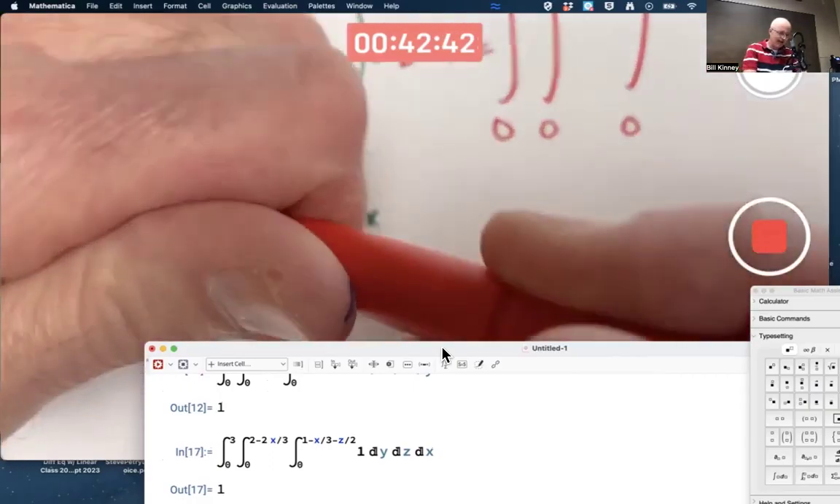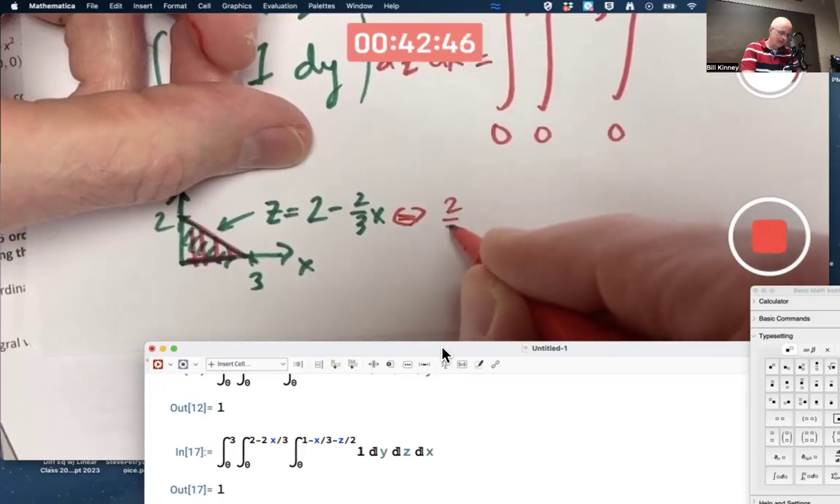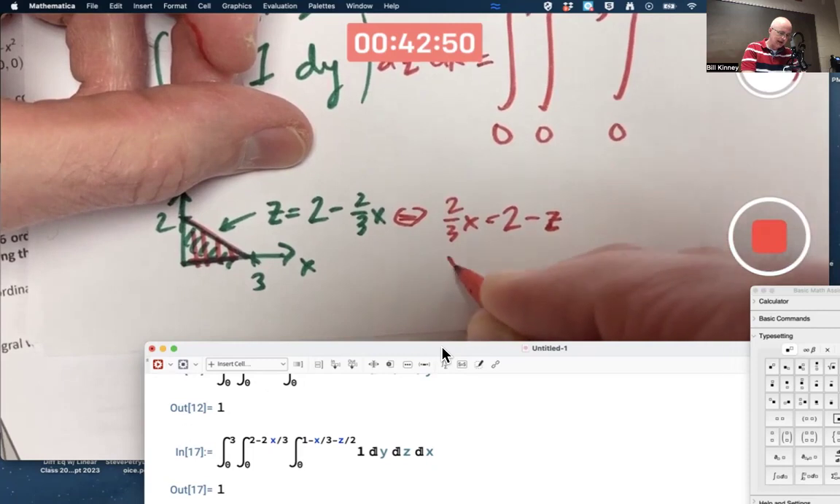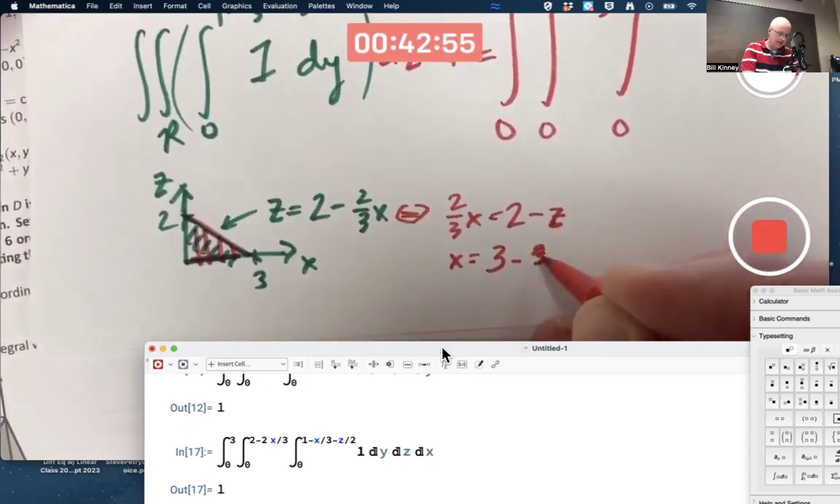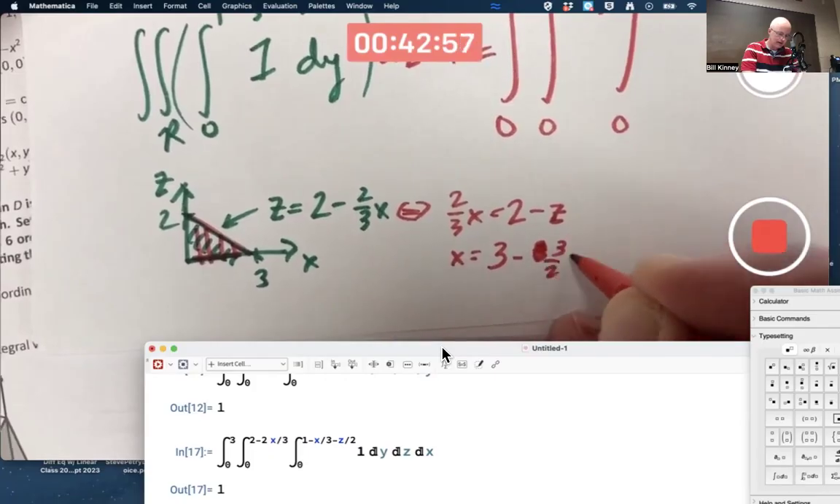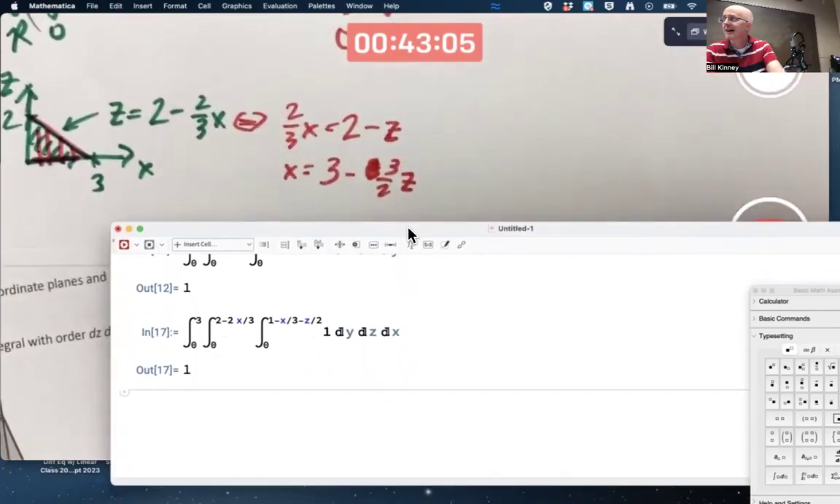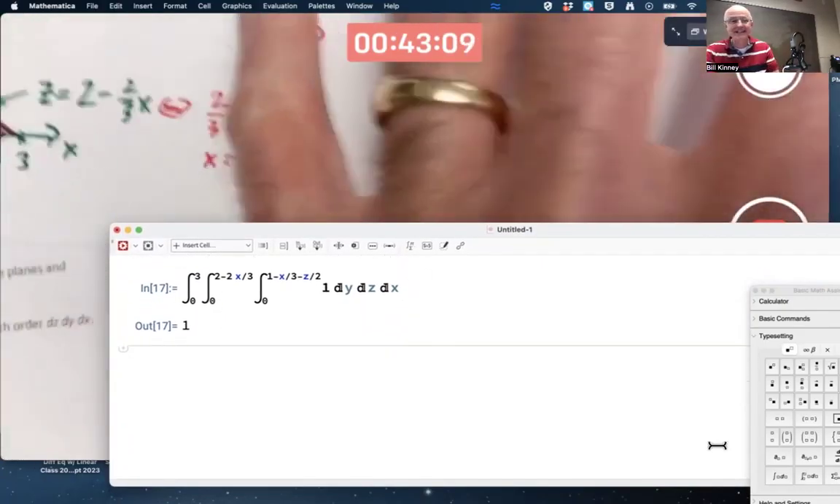Solve this equation for x as a function of z. 2/3 x would be 2 minus z, so x would be 3 minus 3 halves z. Isn't this fun? You can imagine how difficult these can get.